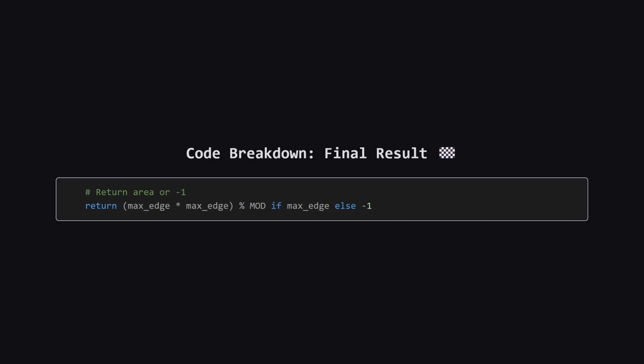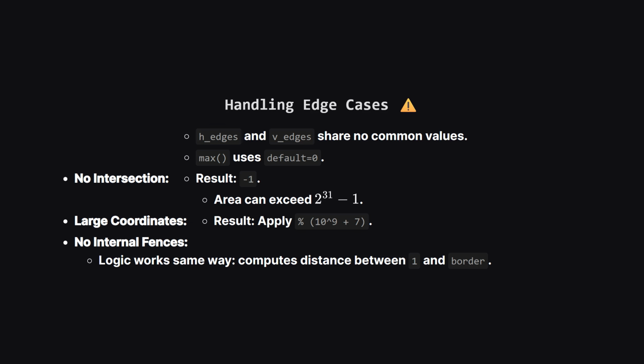If max_edge is non-zero, it means we found a valid square side. We square it, multiply it by itself, and apply the modulo operator. If max_edge is 0, it means there were no common distances at all, so we return -1, as required by the problem. It's always good to think about edge cases.